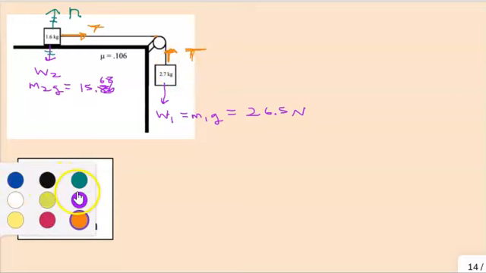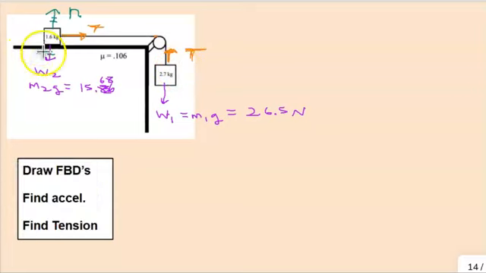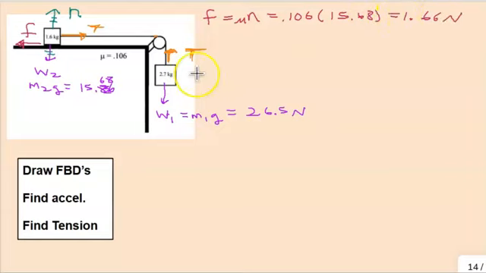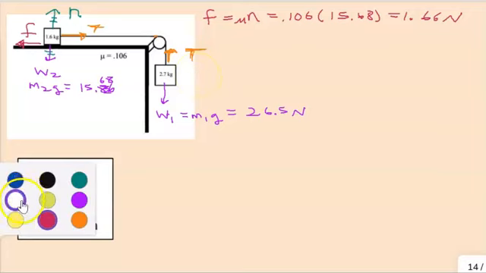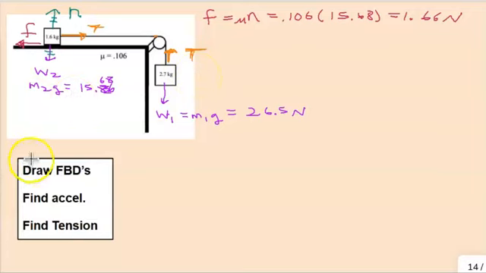And then the final force is friction on this guy, and in the miscellaneous column, friction equals mu n, so 0.106 times this normal, which is equal to the weight, gives you 1.66 newtons of friction. Okay, so far nothing new. All of the forces are forces you've seen before.